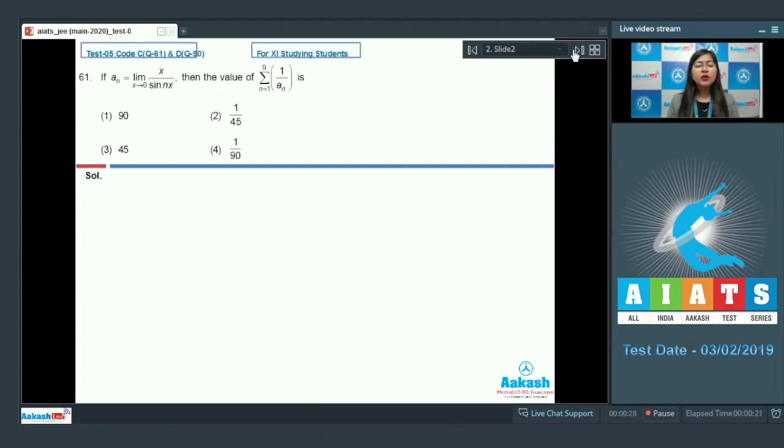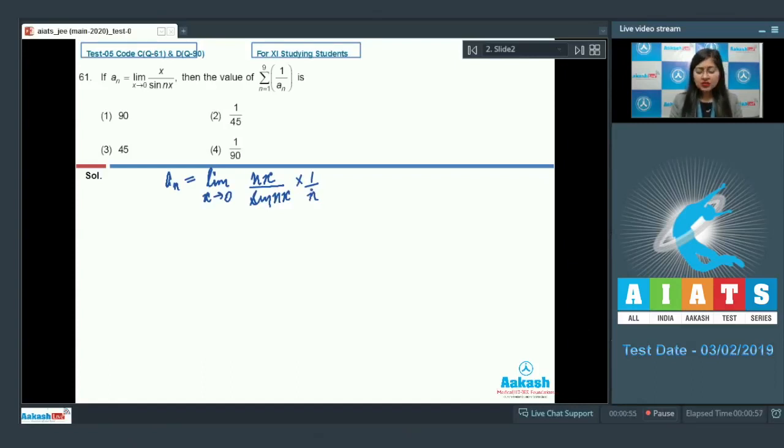So let us start with question number 61, which says that if a_n is equal to limit x tending to 0, x upon sin nx, then the value of summation n going from 1 to 9, 1 upon a_n is? Firstly, let us solve the limit, that is a_n is equal to limit x tending to 0. If I multiply and divide by n, then we will get nx upon sin nx into 1 by n.